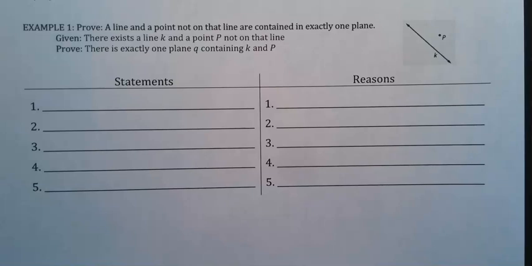Okay, so here's the thing. The example is actually the prove part. This part here I included for your benefit. I broke it down into the given and the proof. But you could take what it says here, when it says example 1 proof: a line and a point not on that line are contained in exactly one plane. And you could come up with the given for that.